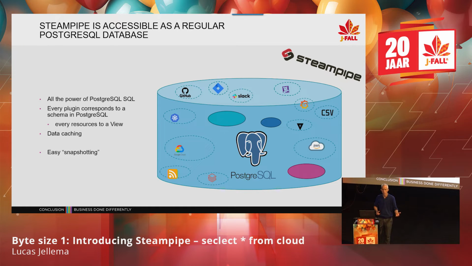Steampipe out of the box supports caching, and the default setting is 15 minutes. If you have retrieved data about your cloud resources or any other resources, for 15 minutes the data stays cached in your PostgreSQL database, meaning that subsequent queries that further filter that information will be, of course, much faster. Because it's all in your PostgreSQL database, it's very easy to create snapshots of the current situation with your resources wherever they are, and then later on compare the current situation with the situation that you saved to the database beforehand, and in that way also do a trend analysis.